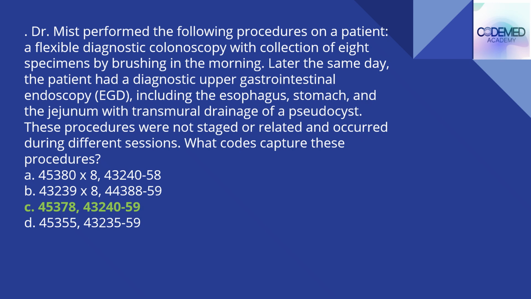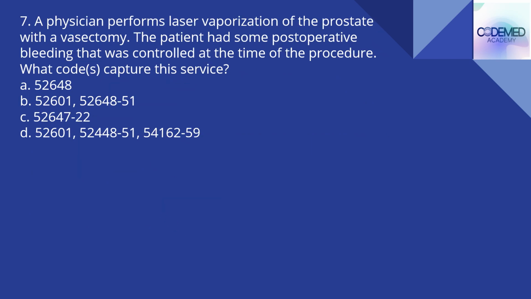45378 talks about the colonoscopy, while 43240 talks about the EGD with transmural drainage of the pseudocyst, including the placement of the transmural drainage catheter stent when performed. And these are the two separate procedures. Since it is not staged, we won't use the modifier 58, and that eliminates option A. In between option C and D, you look at the code language, and after seeing all that, C is the correct one. Now let us take one more question.